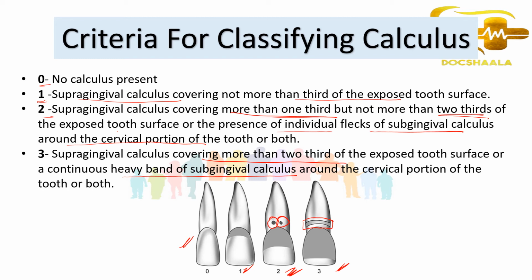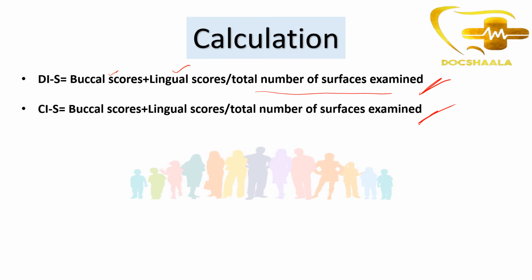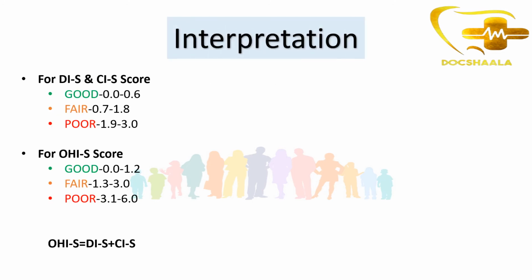Okay, then coming to the calculations that we follow, the formula is the same for debris index and also the calculus index. It is nothing but buccal scores plus lingual scores by total number of surfaces examined. Okay, buccal scores plus lingual scores by total number of surfaces examined. Mostly this will be 6 always. Okay, then coming to the interpretation.